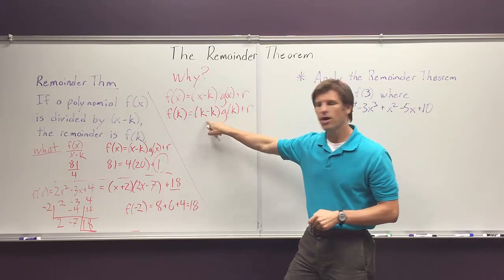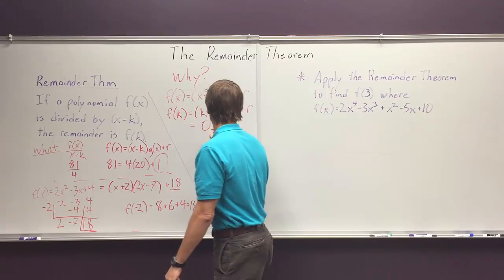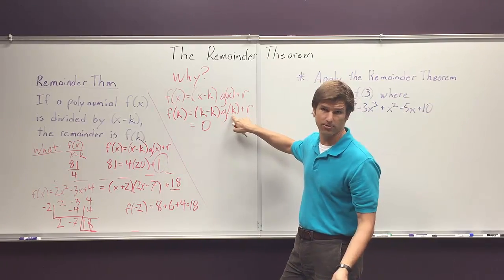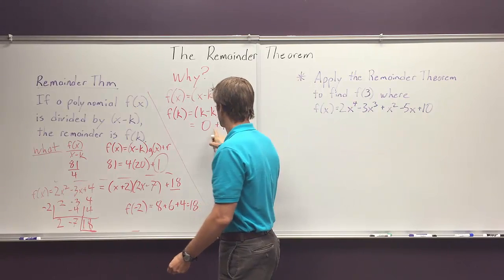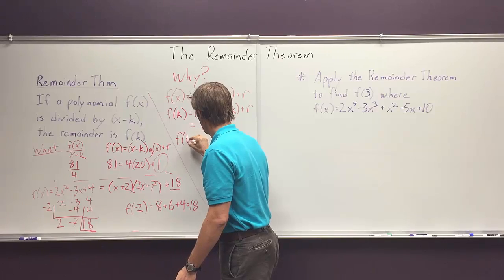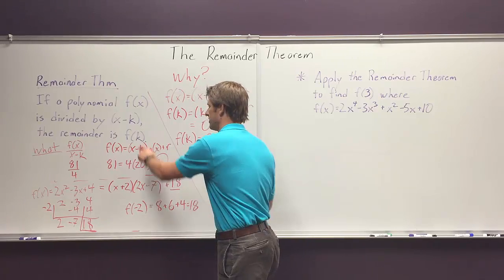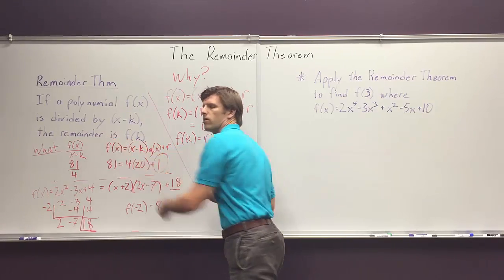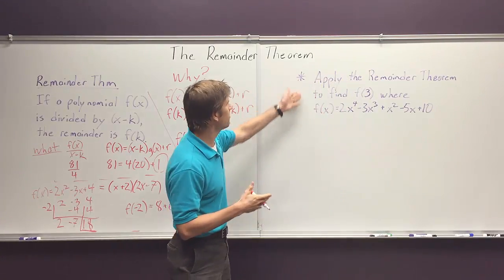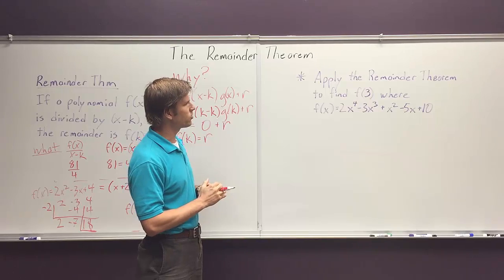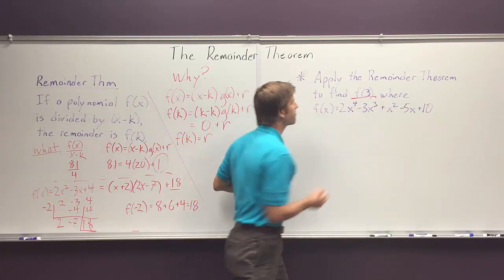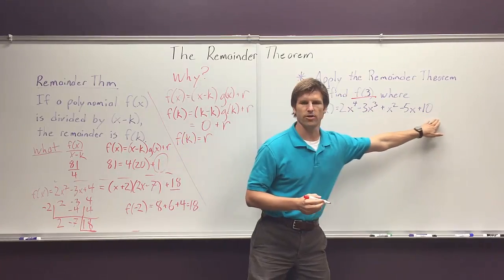I know k minus k is 0. 0 times this number that I don't know is still 0. So I get 0 plus r, or you can see I get f of k always equals r, the remainder. So that's why it's true. I just have one quick example here to show you how you might use the remainder theorem. Apply the remainder theorem to find f of 3, where here's your polynomial.